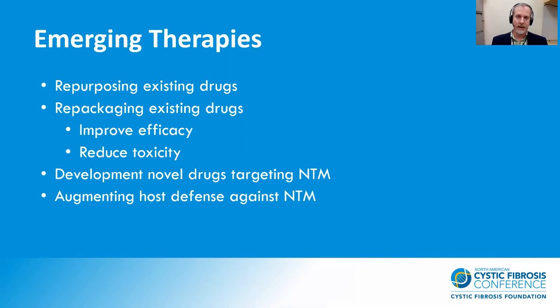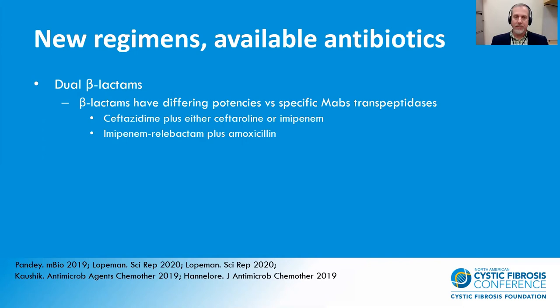Looking first at newer antibiotics or newer regimens that are available, there are 3 different categories of these. One is the use of dual beta lactams, and there's in vitro literature to support this principle of beta lactams having different potencies against specific M. abscessus transpeptidases, and combining them gives you lower MICs, a synergistic type effect, than you would see with either of the drugs alone. This includes the use of ceftazidime plus either the newer cephalosporin ceftaroline or imipenem relabactam, a new combination drug, plus amoxicillin.